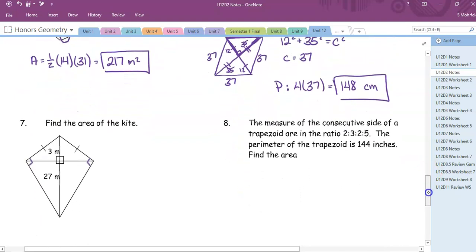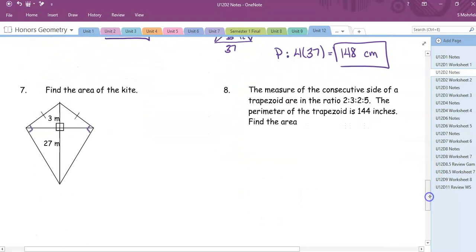All right, 2 more. It says find the area of the kite. So if you take a look at this kite, we have one of my diagonals. I know one of the diagonals is 30, but I have no idea what this short diagonal is, and that's where we're kind of stuck.